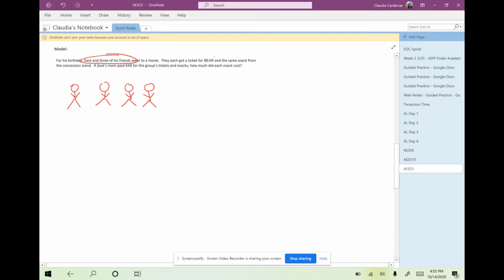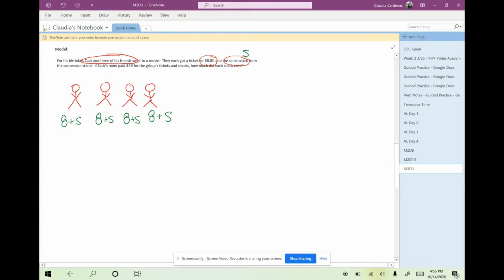They each got a ticket for $8 and the same snack from the concession stand. So I'm going to use a different color here. They each got a ticket, which cost $8, and the same snack. So plus a snack, plus a snack, plus a snack, plus a snack. We don't know how much the snack costs yet from this sentence, so I'm just going to use S for snack and label that above the problem.